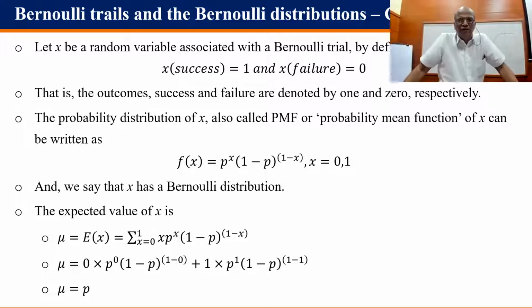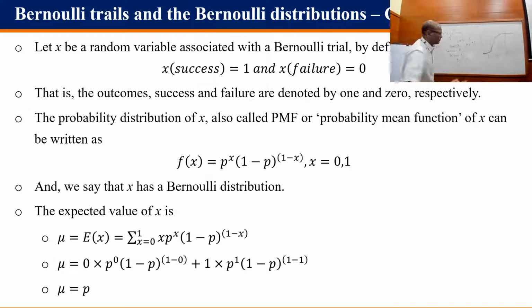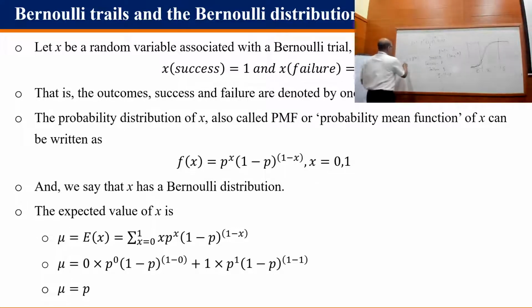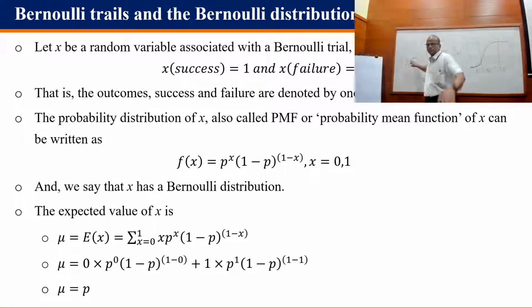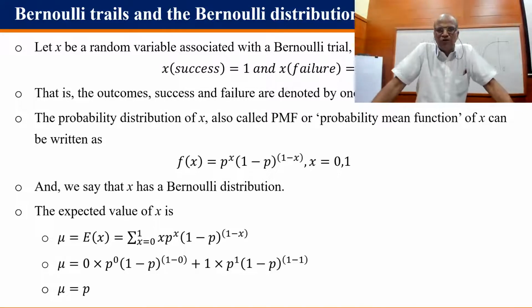Then, what is the expected value? What is the mean value? Okay. Mu of x equals sigma over x equals 0 to 1 of x times f of x. So I have already told you, right? x times f of x, x equals 0 to 1. Okay. So in this case, there are only 2 values. So f of x is basically p to the power of x into 1 minus p to the power of 1 minus x.